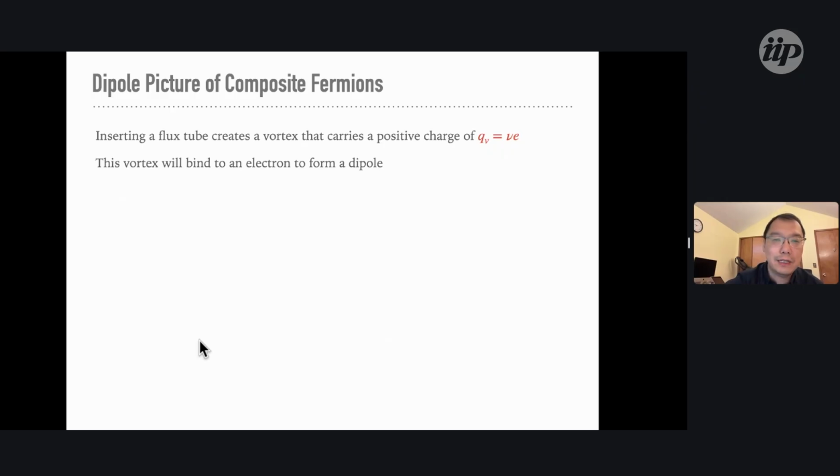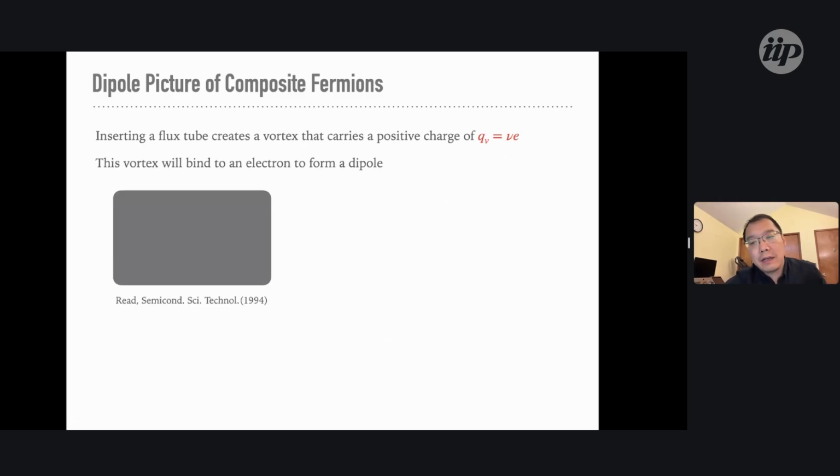In the fractional quantum Hall effect, if you insert a flux tube, that will create a vortex that carries a positive charge equal to nu times e, where nu is the filling factor. That's a very simple flux insertion argument. Because this vortex carries positive charge, of course it will bind to a negatively charged electron, and this will form a dipole. This dipole is a little different from your normal excitons because my electron and the vortex have different charges. Therefore, the dipole is also charged.